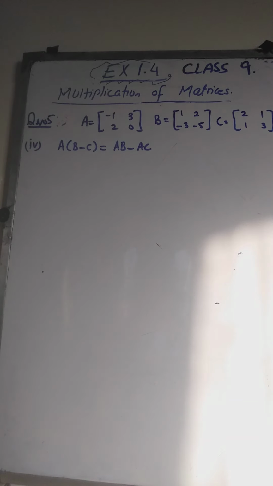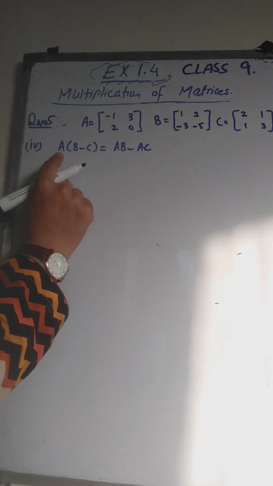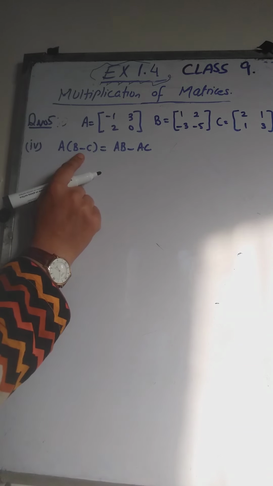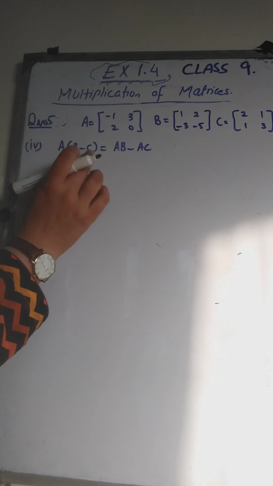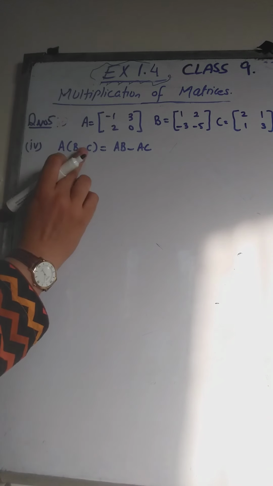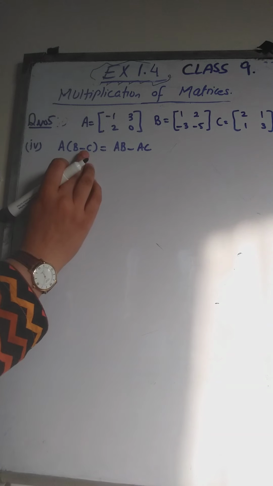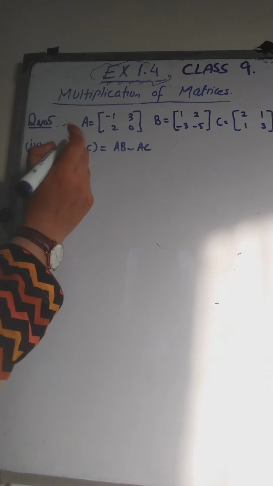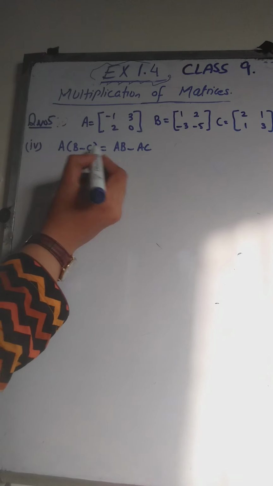We have studied this property in numbers, and this is called the distributive property of multiplication over subtraction, which means that if you are given 3 matrices and you want to multiply A with B minus C, the difference of B and C, then there is one other way of doing it: first multiply A with B and A with C and then do the subtraction. The answer will remain the same. This is called the distributive property with respect to subtraction. The same is the case here in matrices.